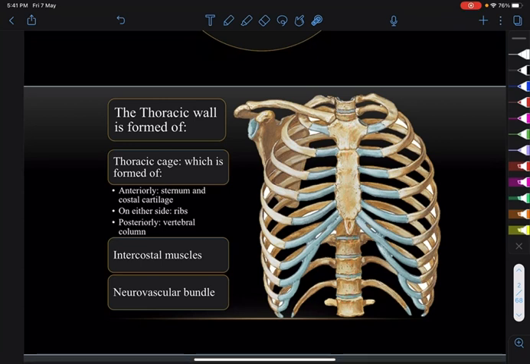الانتركوستال muscles في بين الكوستال ribs and cartilage في muscles هنا, and neurovascular bundles موجود أيضا بين الريبs and in the inner surface of the rib. تمام. Okay.